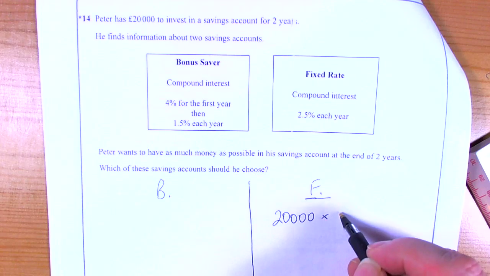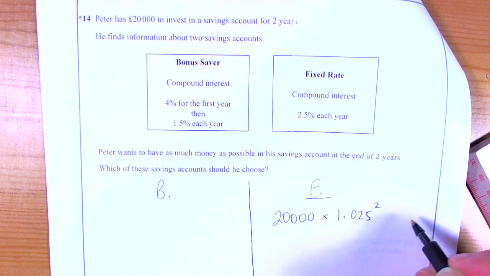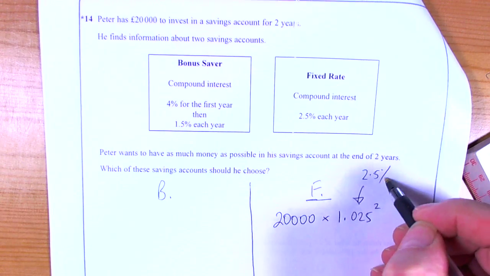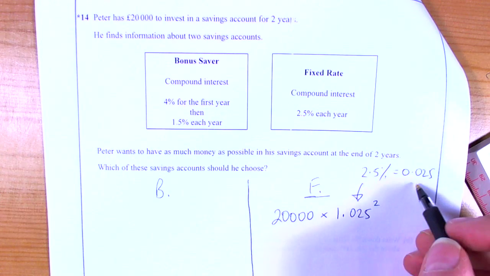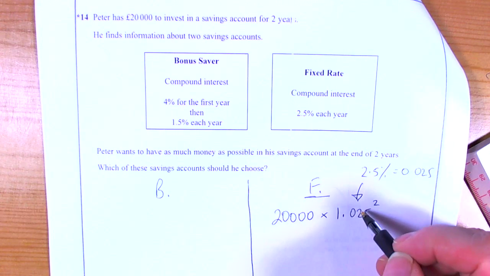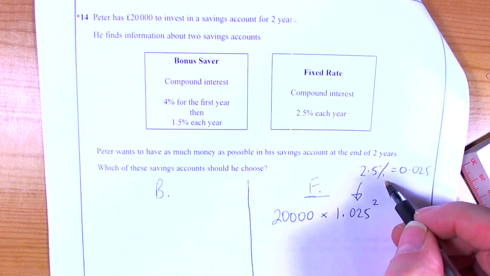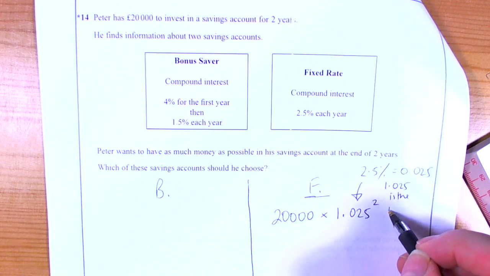£20,000 invested times 1.025 to the power of 2. Remember the 1.025 is because 2.5% is the same as 0.025 as a decimal, and you have 100% at the start of the year, you have an extra 2.5% at the end of the year, so 1.025 is the multiplier.